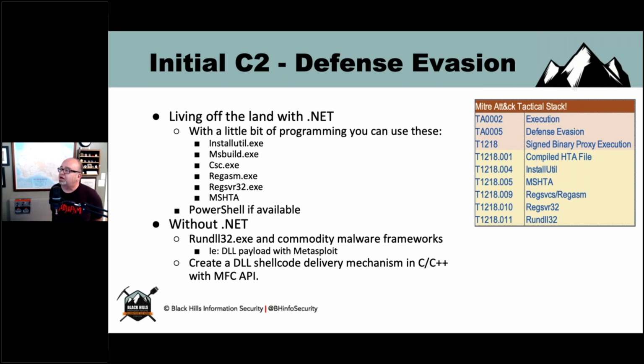So what we're talking about here in terms of that initial C2 channel is how can we not only get it to execute, but can we evade those defenses immediately? So we're talking about both the tactics of execution and defense evasion. We're talking about signed binary proxy execution as a technique, and then a sub-technique might be a compiled HTA, InstallUtil, MSHTA, any of these other things that I've mentioned here. So with .NET, we have all these options available to us. Without .NET, we're sort of left with perhaps rundll32.exe and generating traditional DLLs instead of dealing in the .NET space and trying to get those into memory, okay?